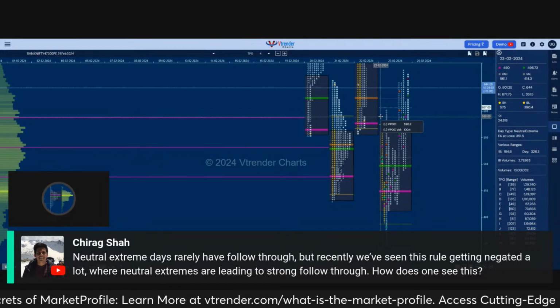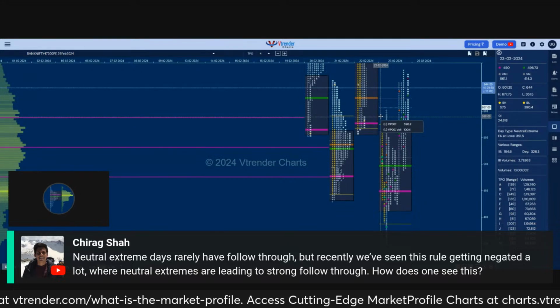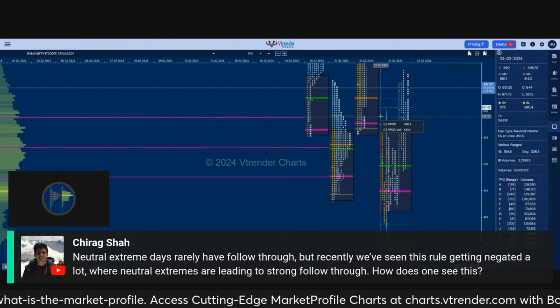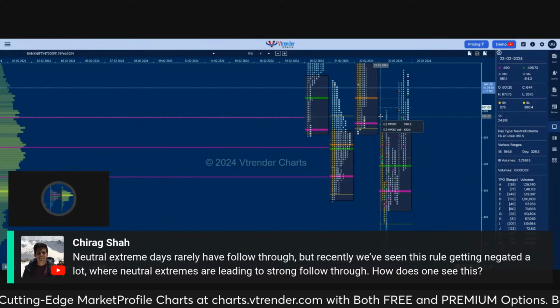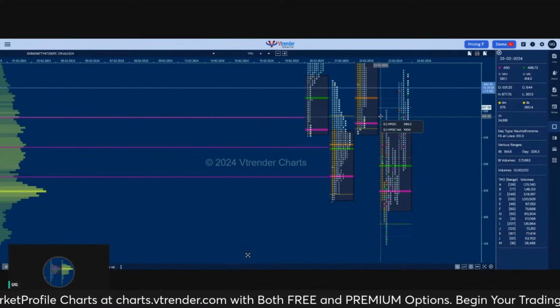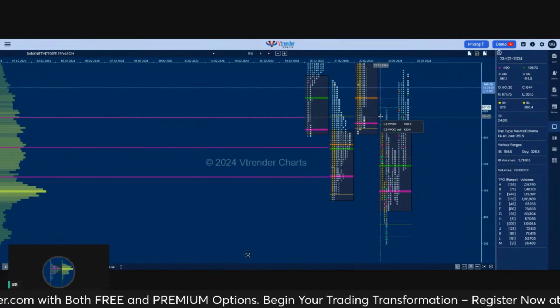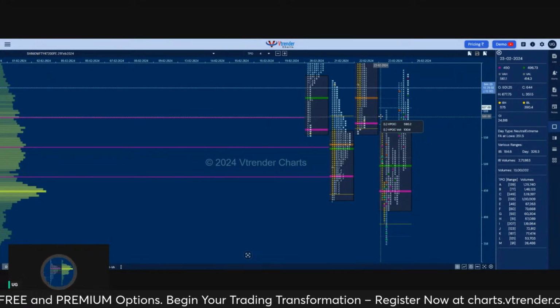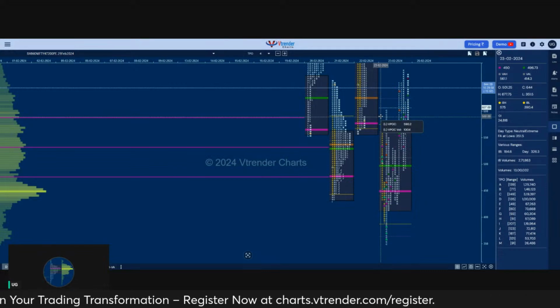Neutral extreme days, we can take the example of today. Yesterday was a neutral extreme day, and today we hardly got any follow up. Follow up in the sense we don't expect a big move the next day. It does not mean that it is going to reverse, because neutral extreme days are days where one party has taken home the advantage, because one party failed, so that enables the other party to take home the advantage.